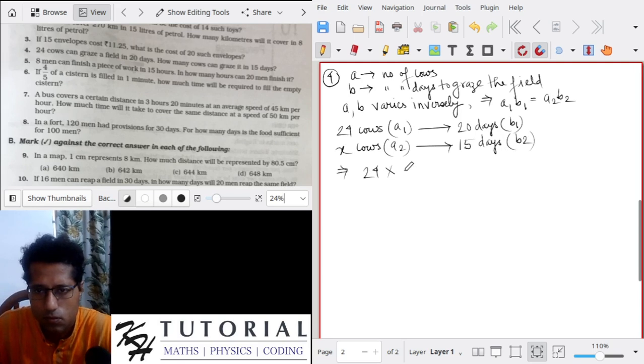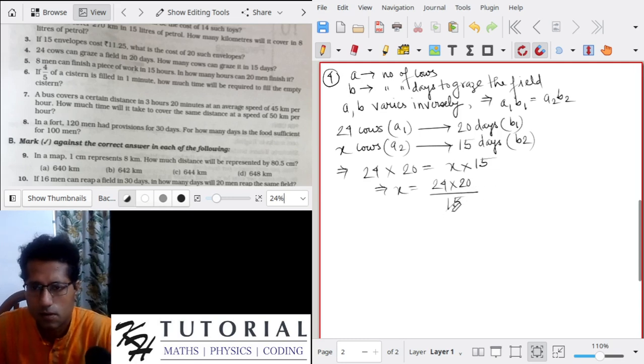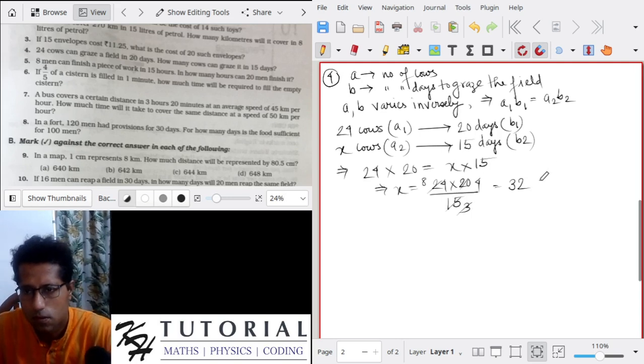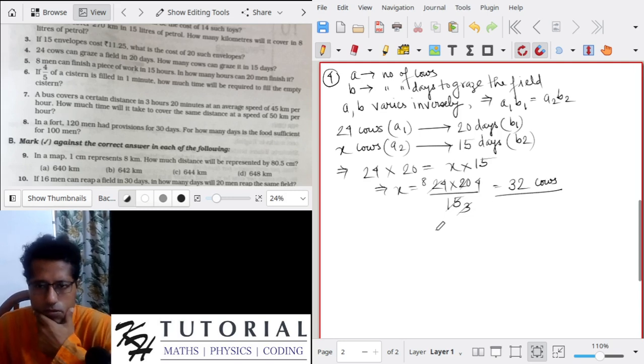24 into 20 will be equal to X into 15. So this implies X equals 24 into 20 divided by 15. So this is 32. So 32 cows is the answer. 32 cows will graze the field in 15 days.